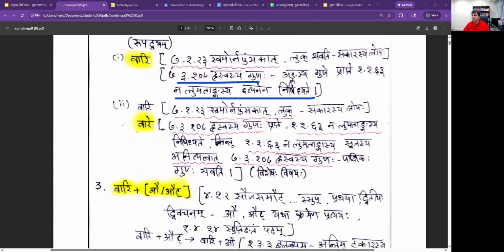So we are getting Vari, and Vare also. Anitvatvat, Nallumatangasya Sutrasya Anityatvat. Hraswasya Gunaha Pakshikaha Gunaha Bhavati. It is a special case, Visheshaha Vishayaha. So we are getting Vare.